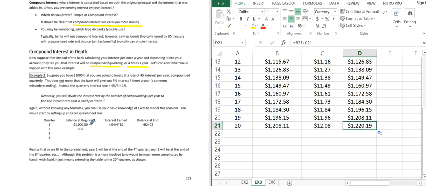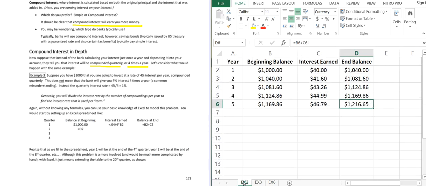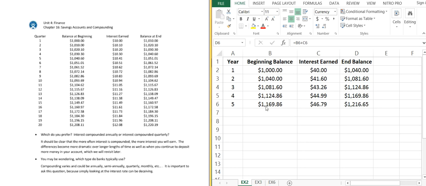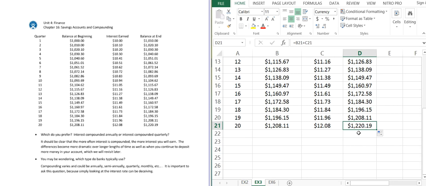1220.19. So notice that that is definitely better than 1216.75. Both of those were an annual interest rate of 4%, but this second one we just did, that was when interest was compounded quarterly, we made a little more. So when you think about the difference between interest being compounded annually or quarterly, it should be clear after doing this example that the more compoundings, the better.